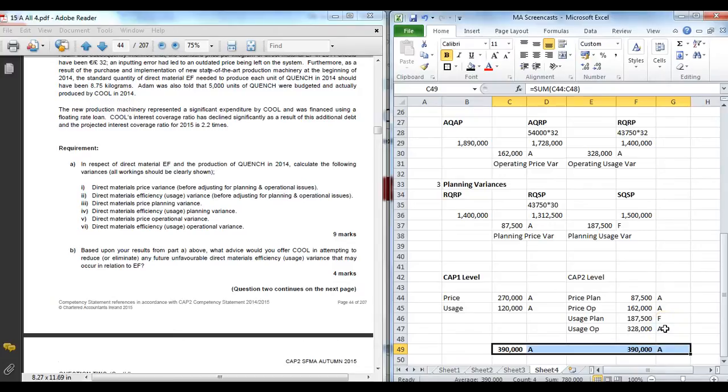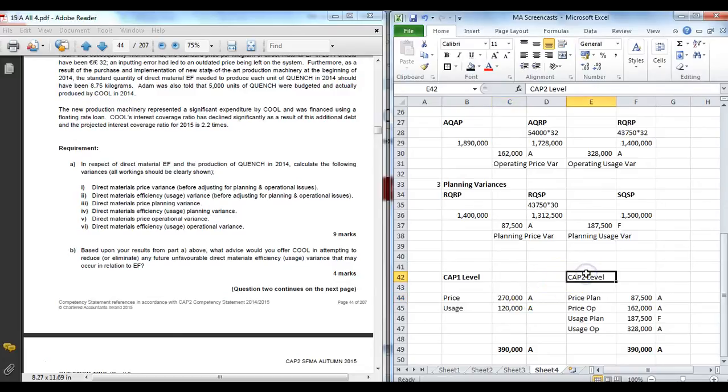And one small little error students do make is the price variance will not be the sum of these. Now it won't be too far away, but price will not be the sum of price planning, price op, nor will usage be the sum of usage plan, usage op. Okay? It's only the overall total that you can reconcile like that. So don't be too confused or worried that the sum of your price planning and price operation does not come back to your price. It won't. It only works on an overall basis.